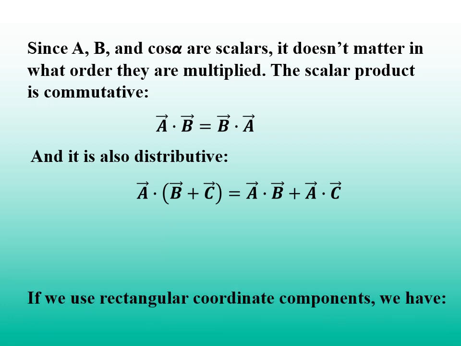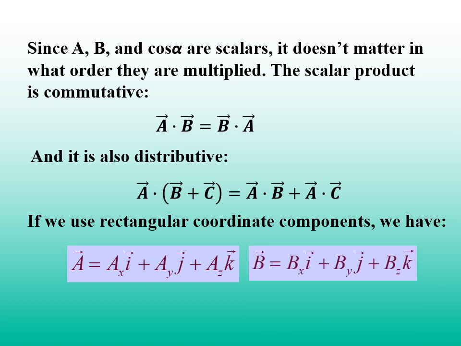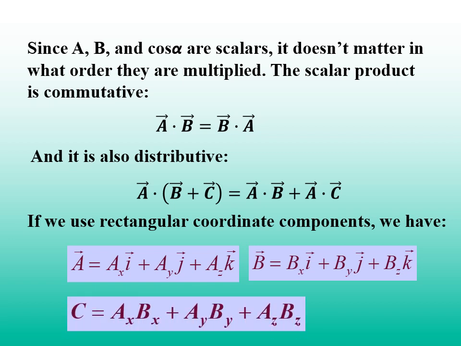If we use rectangular coordinate components, we have A equals AX i plus AY j plus AZ k, B equals BX i plus BY j plus BZ k, so C equals AXBX plus AYBY plus AZBZ.